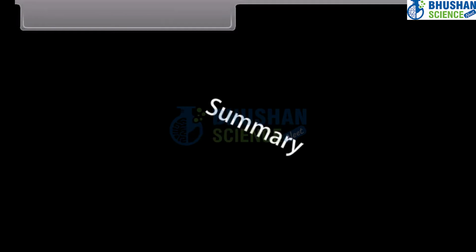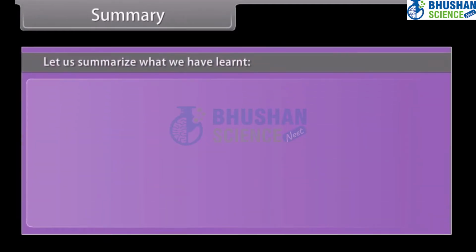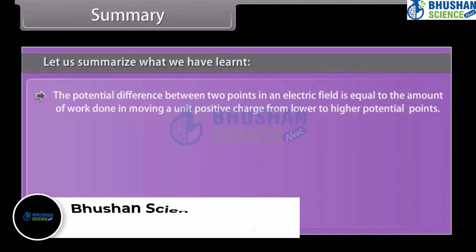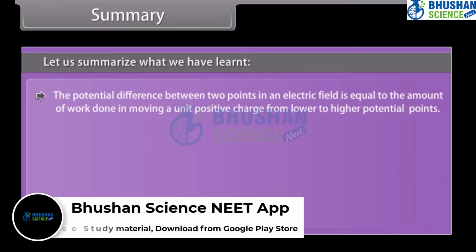Summary. Let us summarize what we have learned. The potential difference between 2 points in an electric field is equal to the amount of work done in moving a unit positive charge from lower to higher potential points.